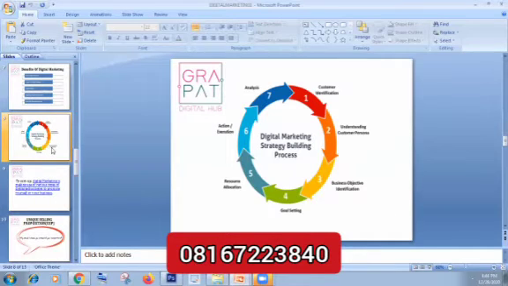Now we want to look at the digital marketing strategy building process. The first thing is identifying your customer. You need to identify who your customers are and what their objective is. For example, if a customer is selling shoes, you need to understand what type of shoe they want to sell. What is your goal? What is your aim after this advertisement? So you need to actually identify your own customer.